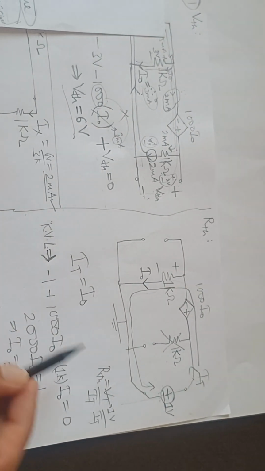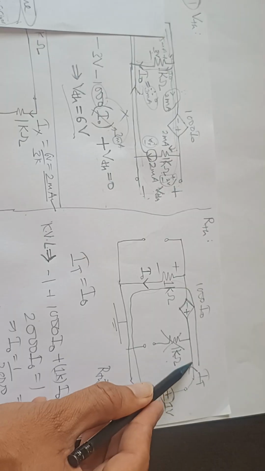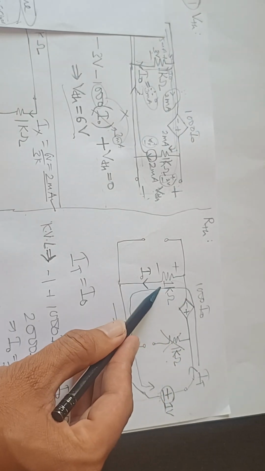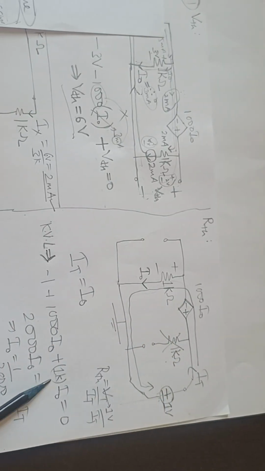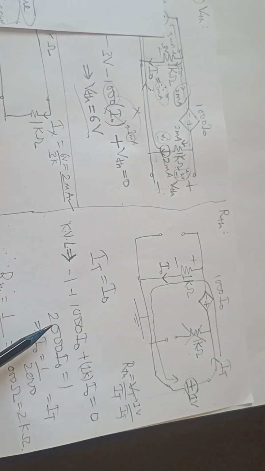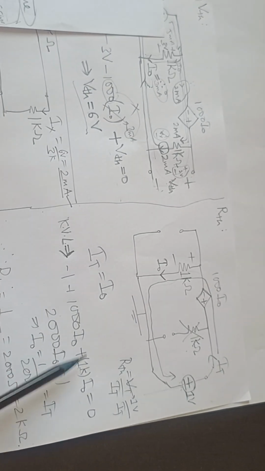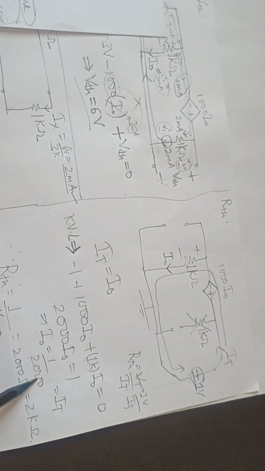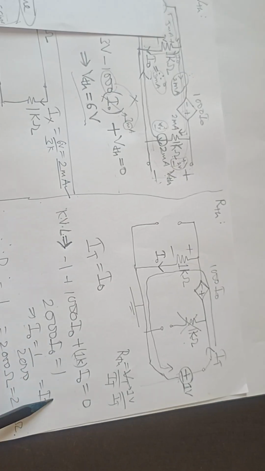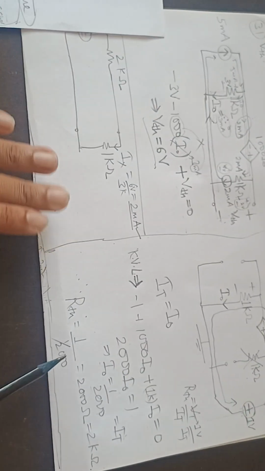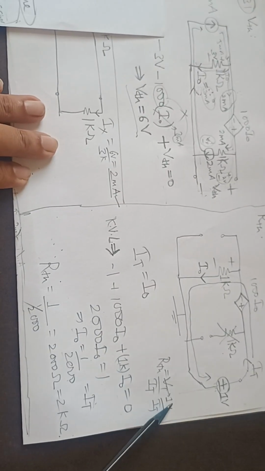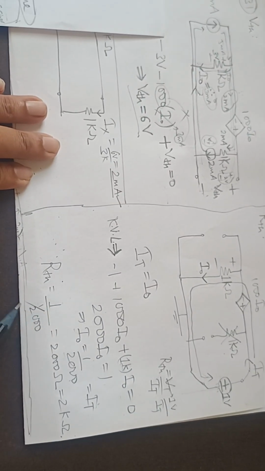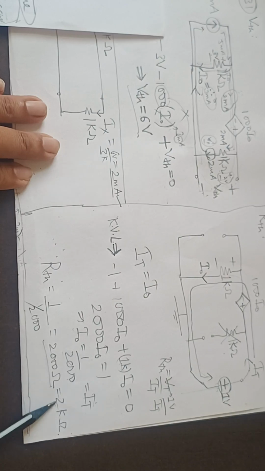So KVL will give us minus 1, and then plus 1000 I node, and then plus 1k into I node equal to 0. So 1000 I node plus 1000 I node is 2000 I node is equal to 1, so I node is equal to 1 upon 2000, and which is basically IT. I node and IT are same. So RTH is nothing but 1 volt upon IT, so 1 upon 1 by 2000, so this is 2000 ohm, which is 2 kilo ohm.